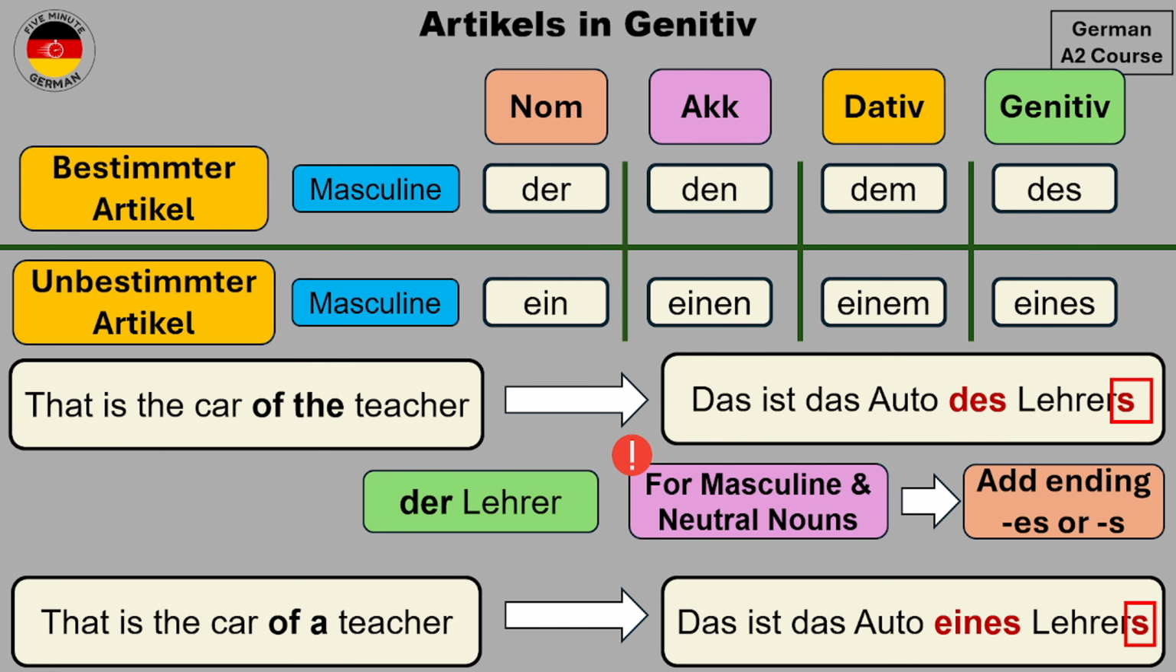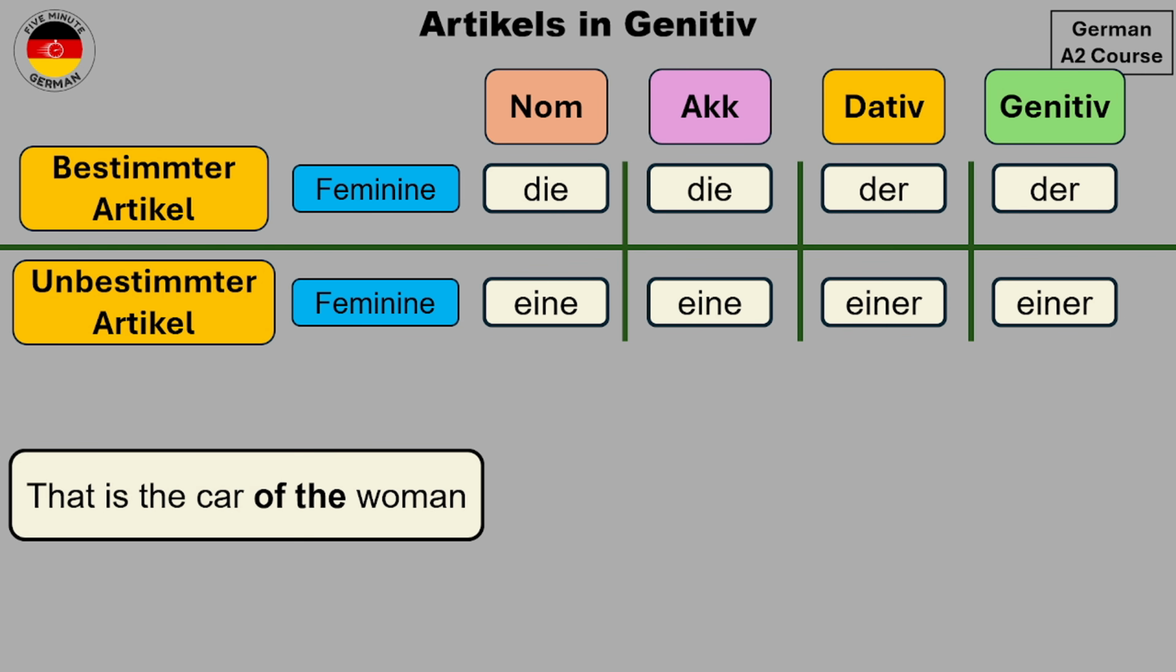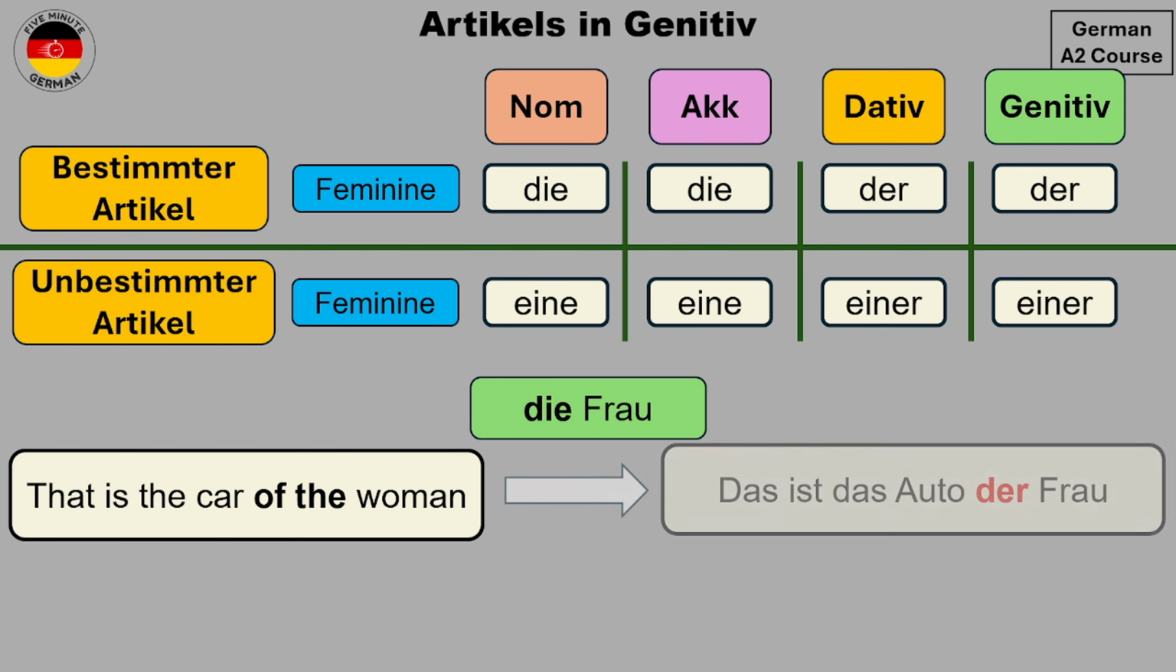Now let's take a look at an example with the feminine noun. So I have the same sentence, this time with a woman instead of a man, which is that is the car of the woman. So woman in German is die Frau, and this sentence can be written in German as das ist das Auto der Frau. That is the car of the woman. So you see that we have used der over here because it is the Genitiv bestimmte article for feminine nouns.